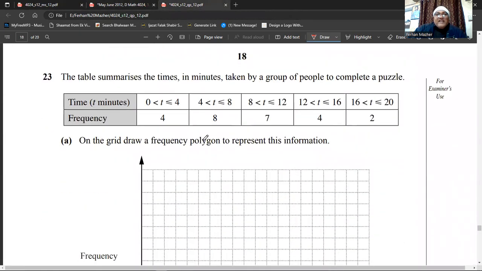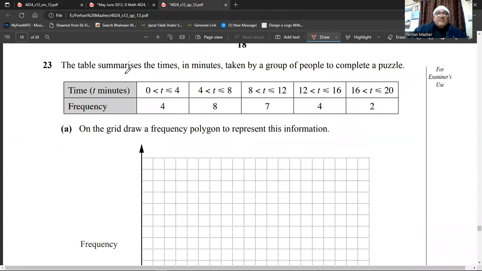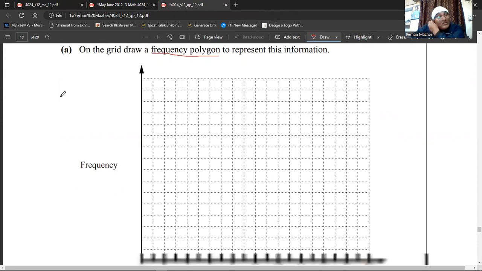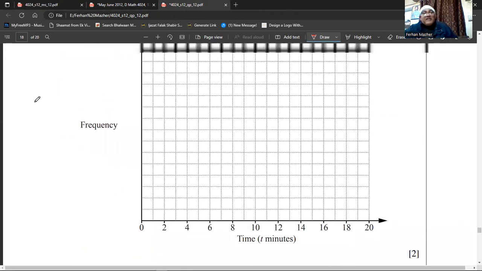Okay, so we are going to the next question. The table summarizes the times in minutes taken by a group of people to complete a puzzle. So here we have the time taken: 0 to 4, 4 to 8, 8 to 12, 12 to 16, 16 to 20. The frequency is 4, 8, 7, 4, 2. The question is, on the grid below, draw a frequency polygon. So they want us to draw a frequency polygon. So here is that table given.